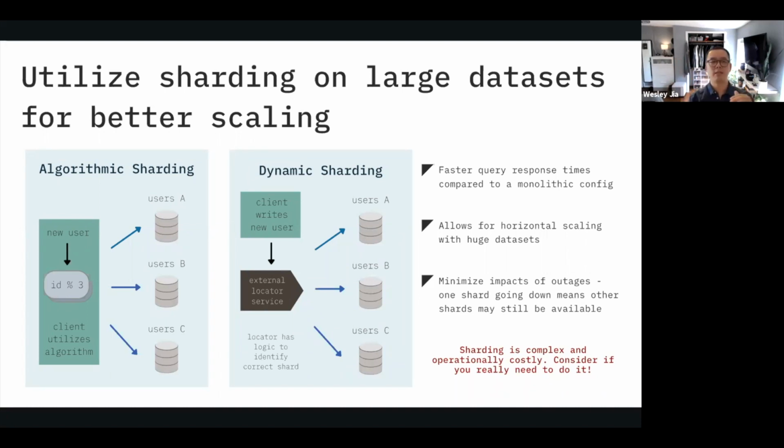Sharding has the benefits of faster query response times. It can allow for horizontal scaling, and we also get to minimize the impact of outages. So if just one shard goes down, you still have your other shards available. It doesn't take your entire database with it. But that being said, sharding adds additional layers of complexity and costs. So this should not really be pursued unless it's absolutely necessary.